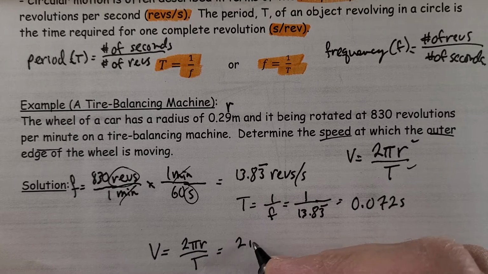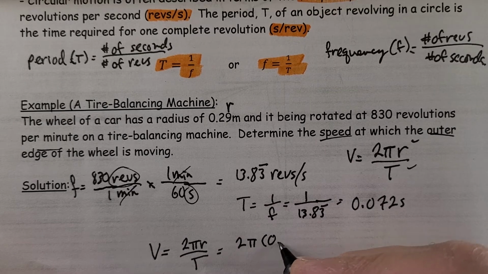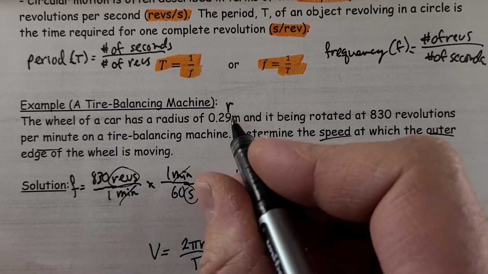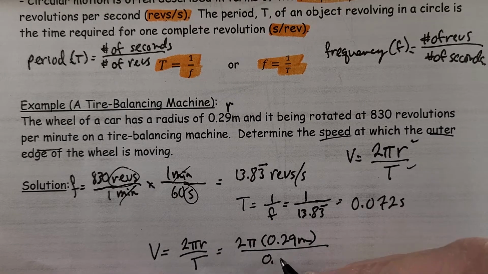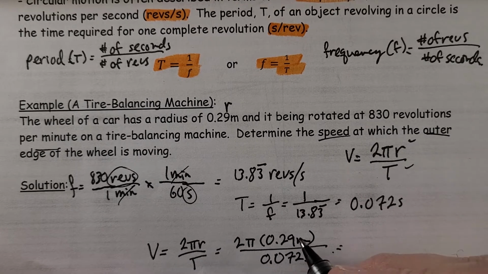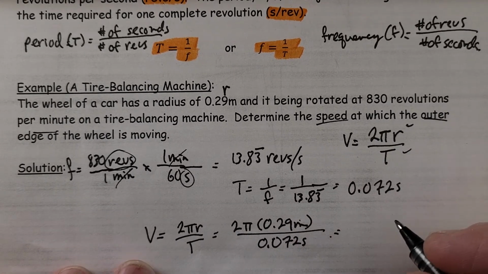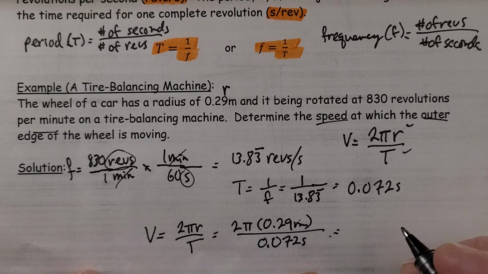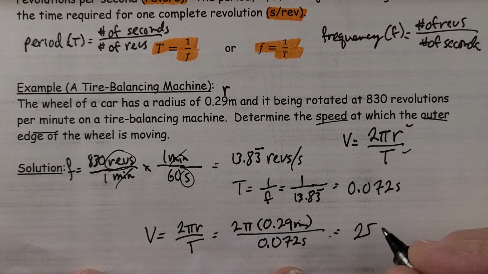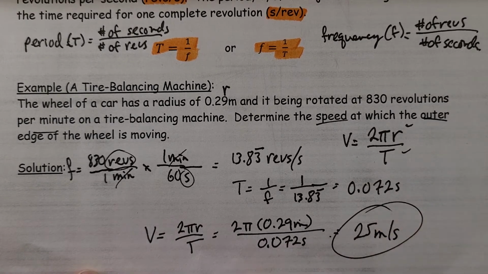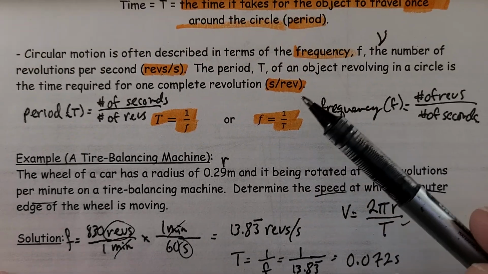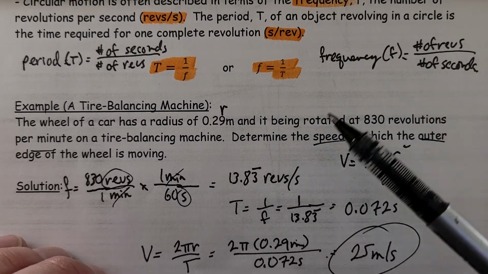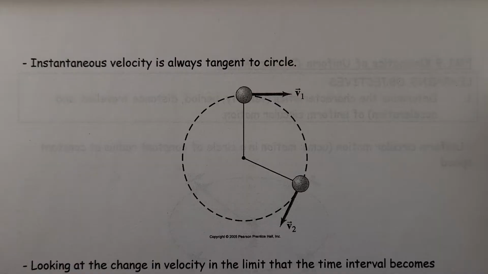Okay, so now we're in the position where we can figure out speed, 2 pi r over T. So 2 times pi times the radius, which is 0.29 meters, divided by our period, the time it takes to make 1 complete cycle. So we're going to have meters per second as a unit, and I think that works out to be, to 2 sig figs, 25 meters per second. Alright, so those are some of the new relationships there, looking in a circle.